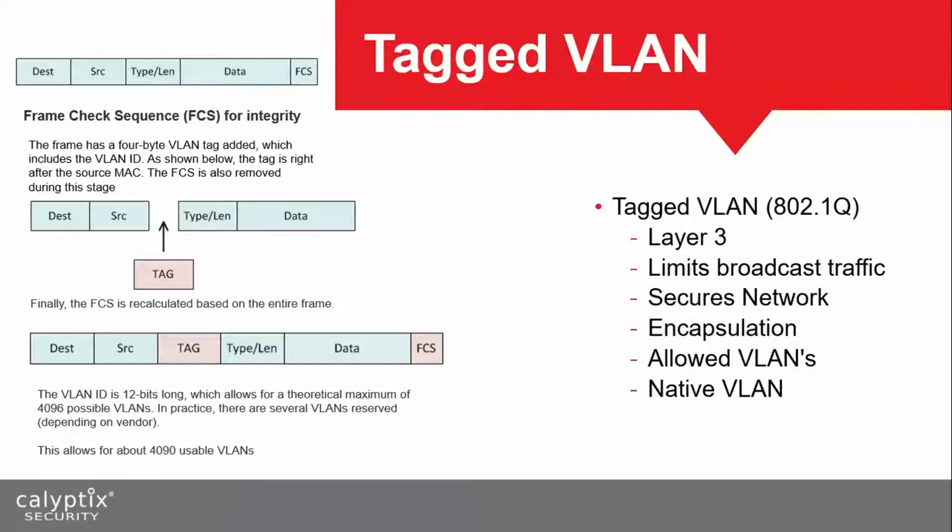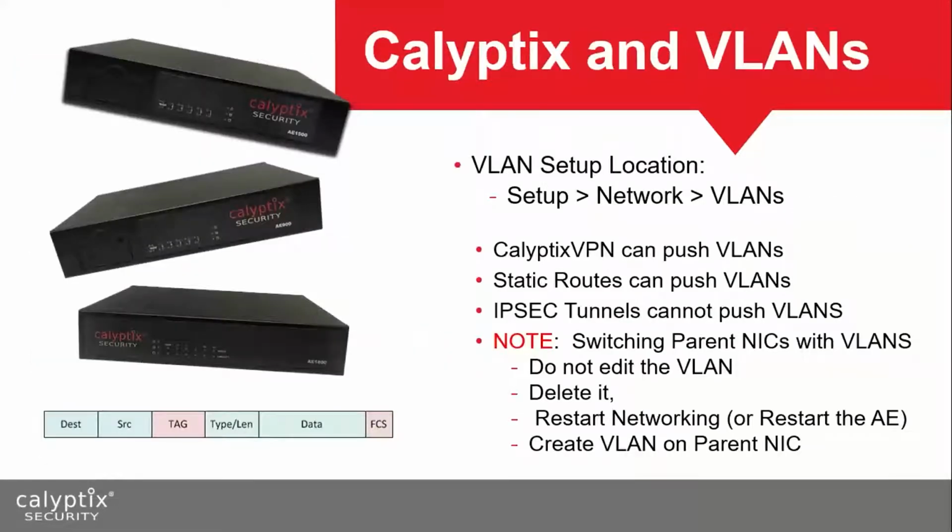Now, there's a possible 4,090 VLANs that you can have on one wire. I would not recommend it, but that is what they say is usable on any type of wire. When dealing with the Calyptix and VLANs, the VLAN setup location is going to be under Setup, Network, VLANs, and we're going to look at that once we look at all of the equipment and how we're going to set up everything.